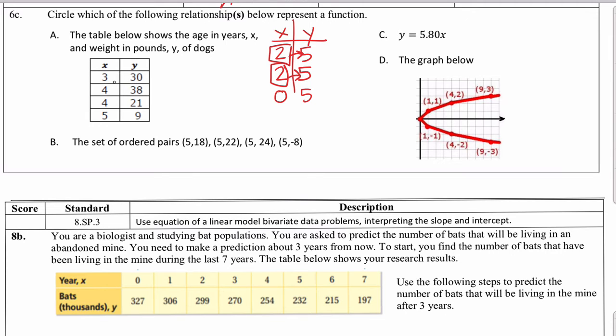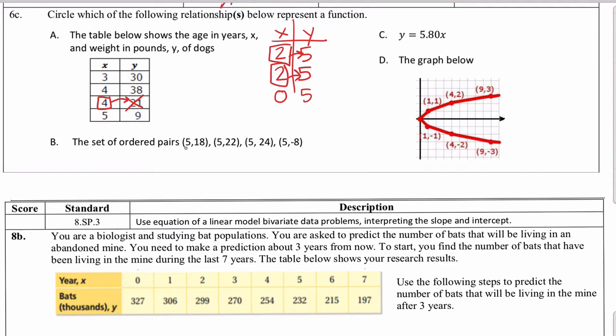Let's see what happens over here. Input 3, output 30, that's fine. Input 4, output 38, that's fine. But the second you have another input of 4, you should see the exact same output of 38, and you don't. It's 21. So that is not a function. And it says circle which ones are a function, so I'm not going to circle A.